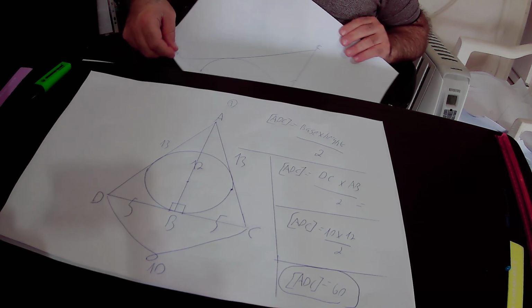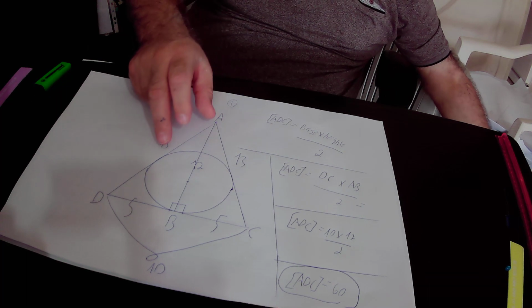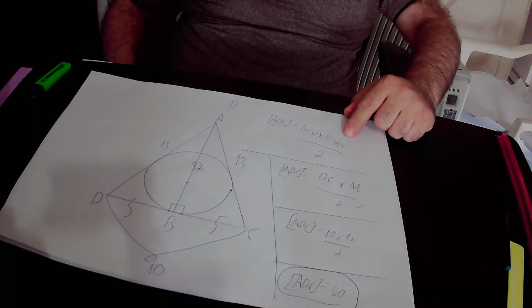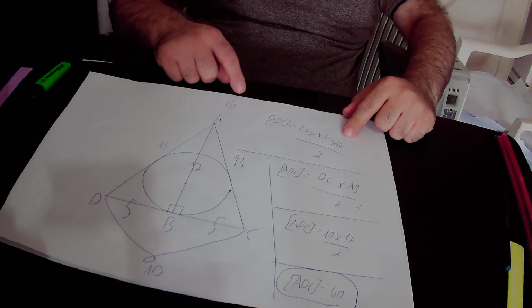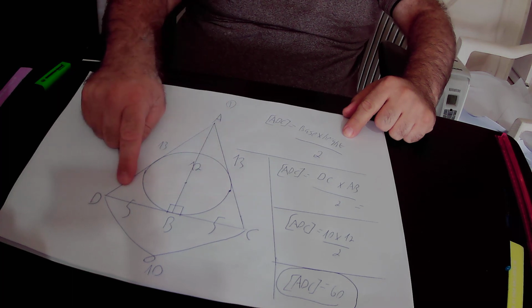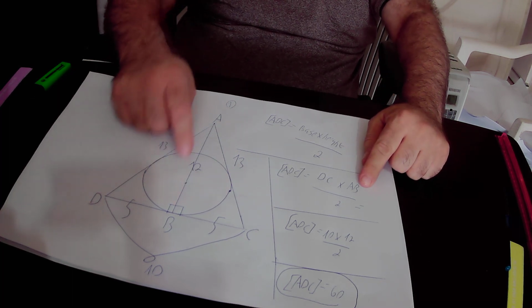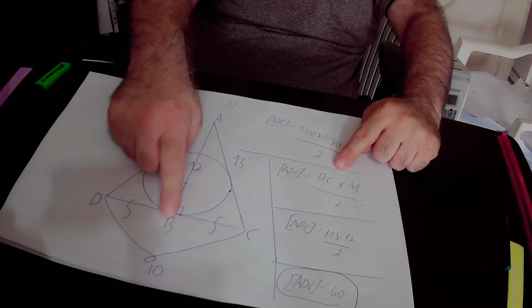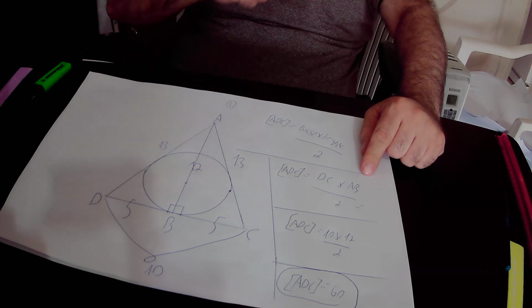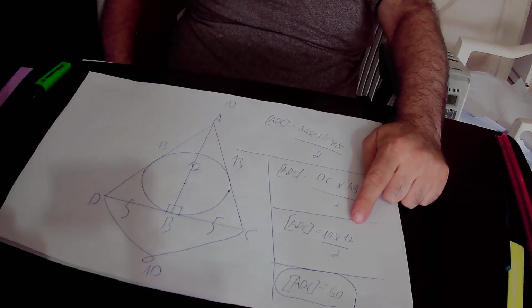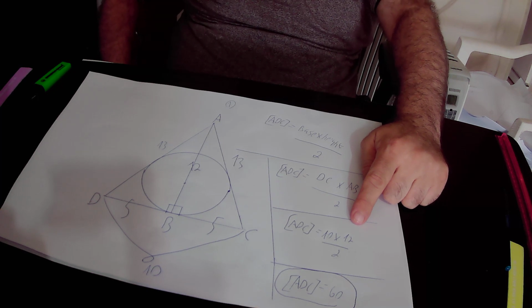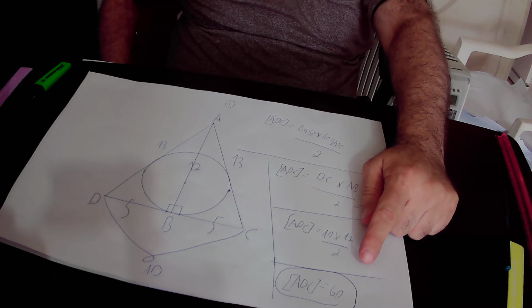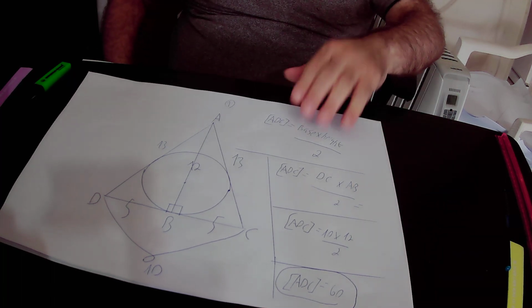So we calculated the area of this isosceles triangle ADC. The area of any triangle equals the base of the triangle times the height over 2. The base is DC, the height is AB, and we have to divide by 2. DC is 10 units, AB is 12 units, so in conclusion we found that the area of triangle ADC equals 10 times 12 over 2. 10 times 12 is 120, and 120 over 2 is 60. So we found that the area of triangle ADC equals 60 square units.